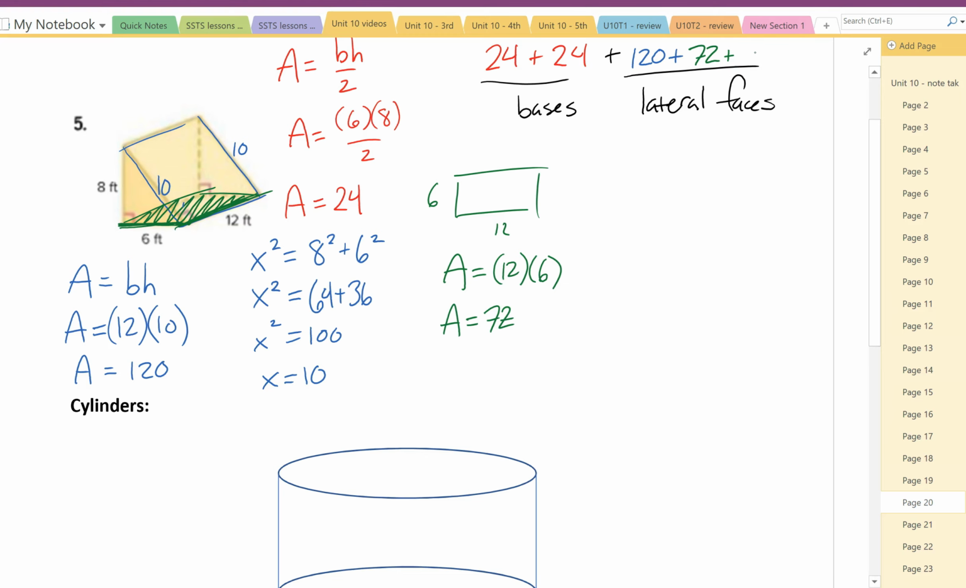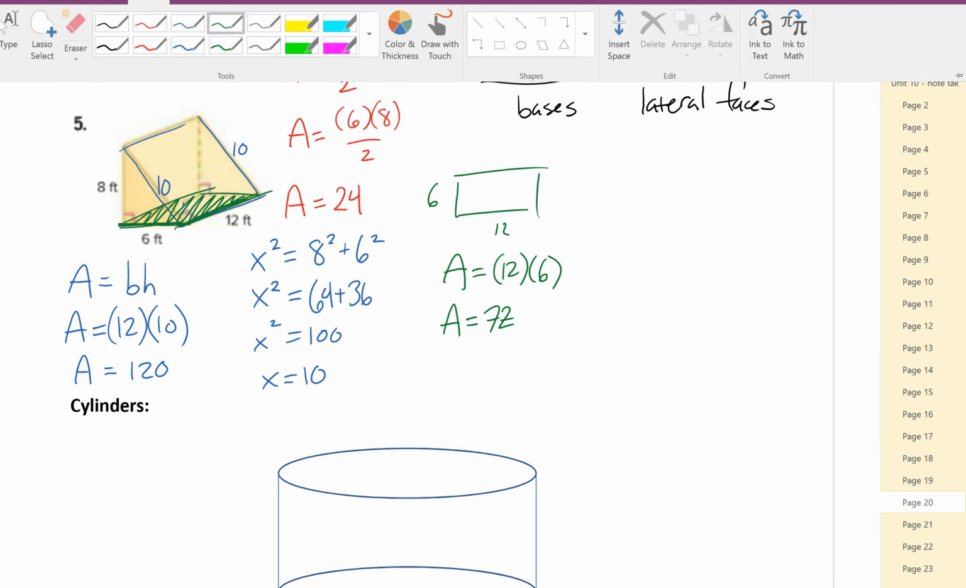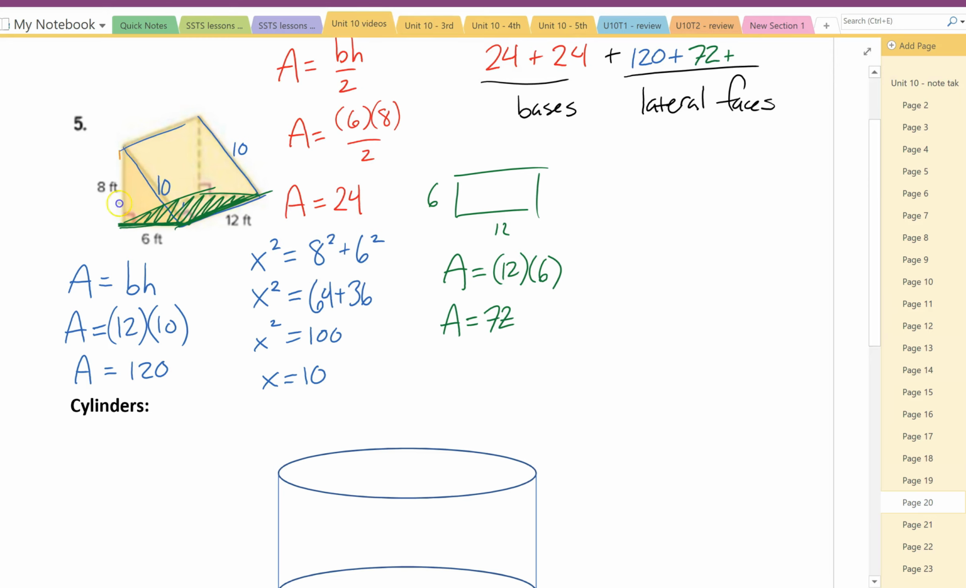And what do I have left? All I have left is this back side. Side in the back here.